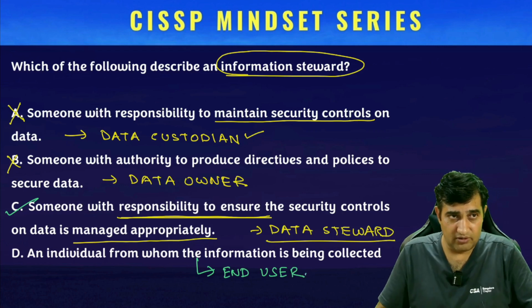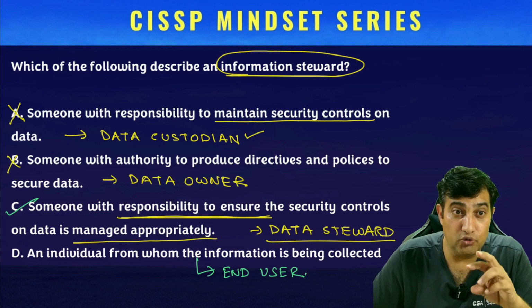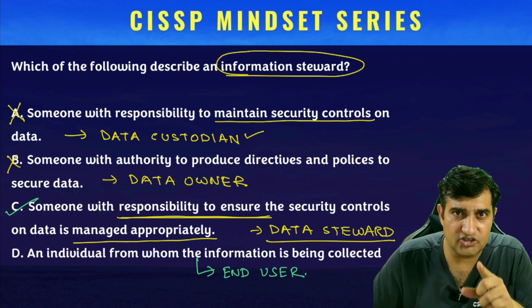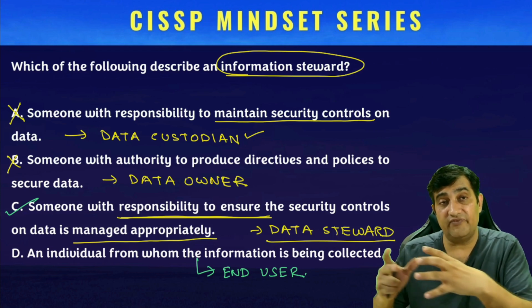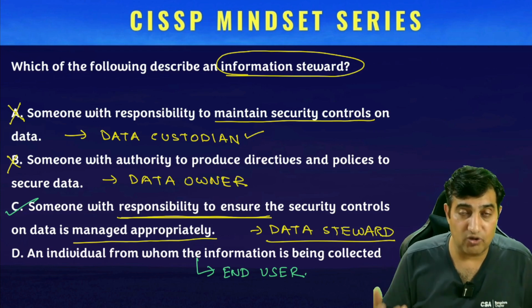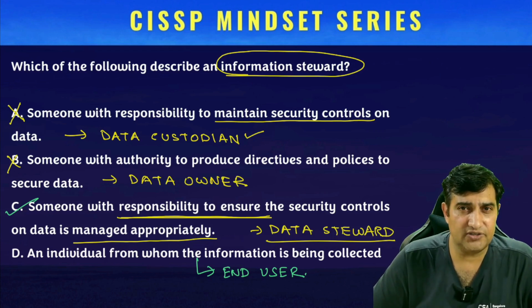So out of the 4, they have indirectly tried to test you. Do you know the responsibilities? They have not directly asked you for definitions, but they are checking if you know the different characteristics or the different role responsibilities of a data custodian, data owner and so on. These kinds of questions you should definitely expect in the CISSP exam. I hope this gives you a good insight.